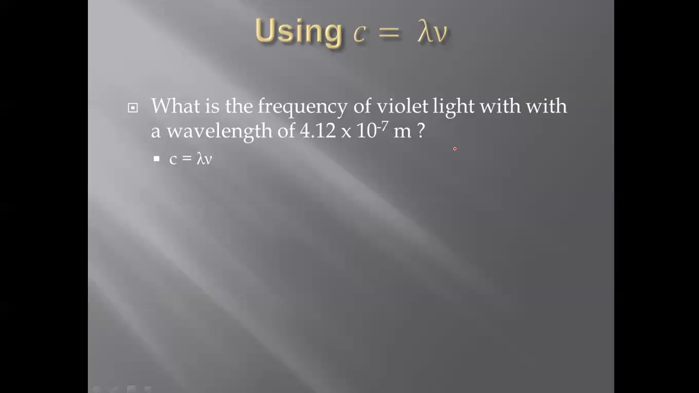So just going to do some substitution here. We know c, that's a constant. It doesn't have to be told to us. We know that that's 3 times 10 to the 8th meters per second, and that's a value that's given in your data booklet as well. We were given a wavelength here in meters, so lambda stands for meters. Substitute that in there, multiply by nu. Now we're just going to do some basic algebra here. We need to divide both sides by 4.12 times 10 to the negative 7th.